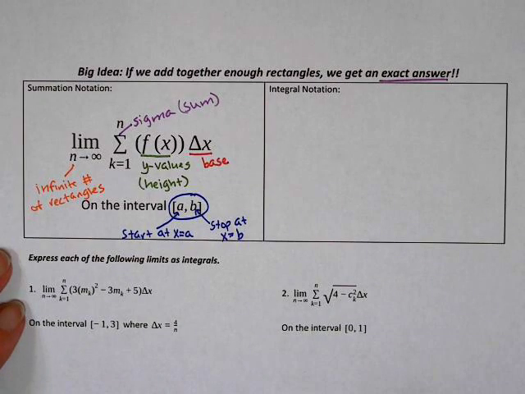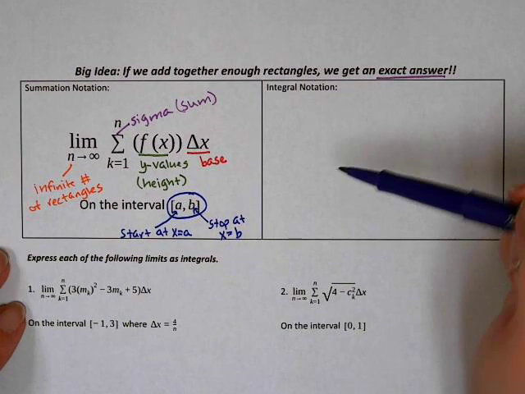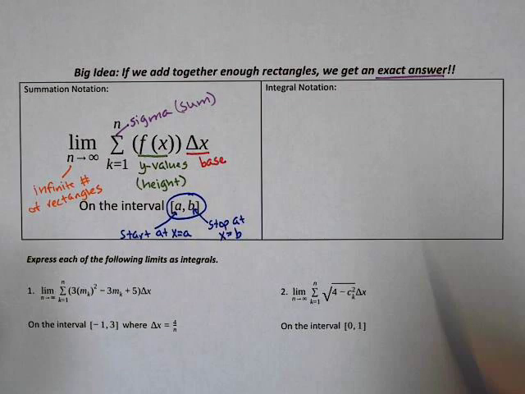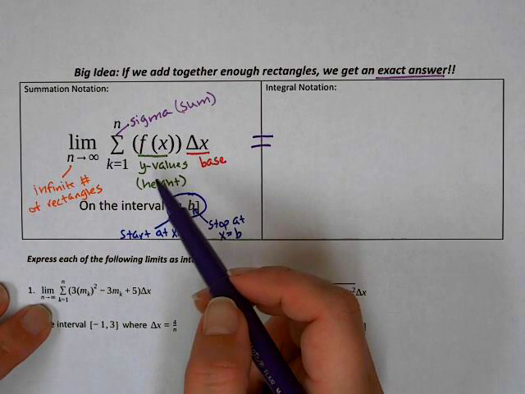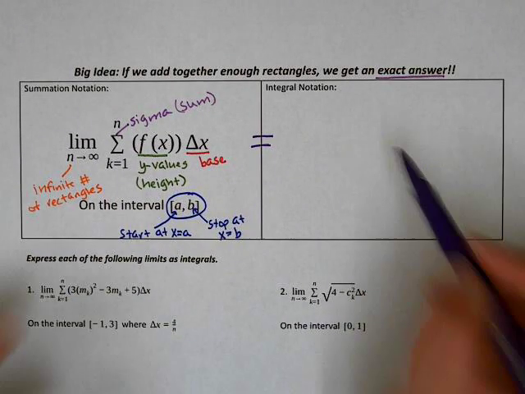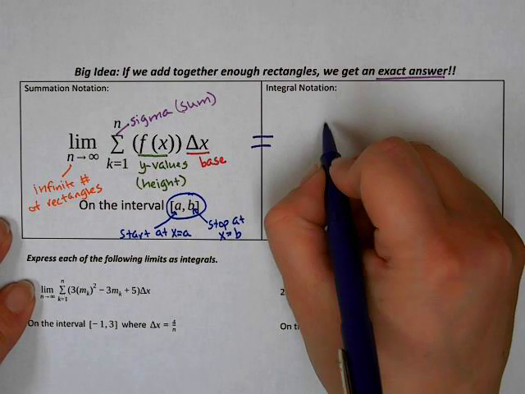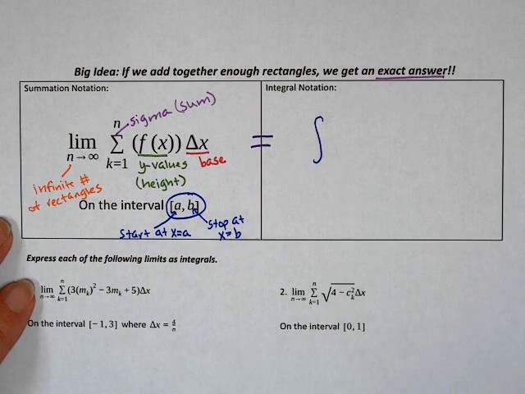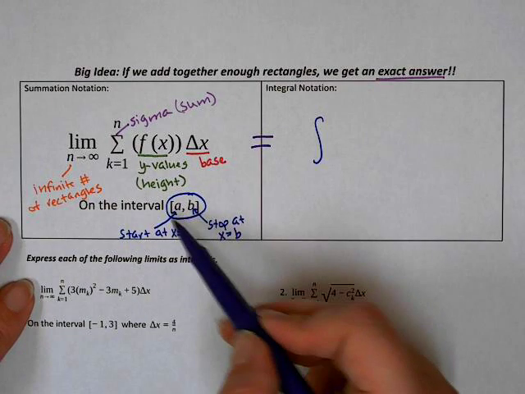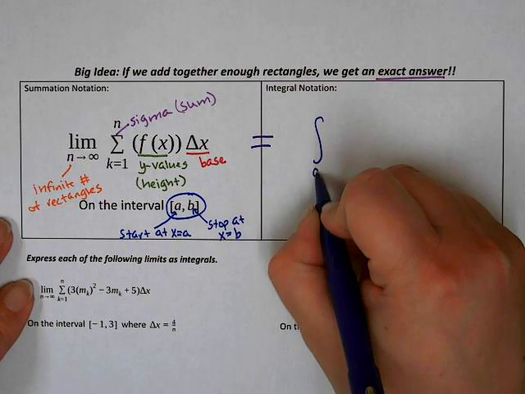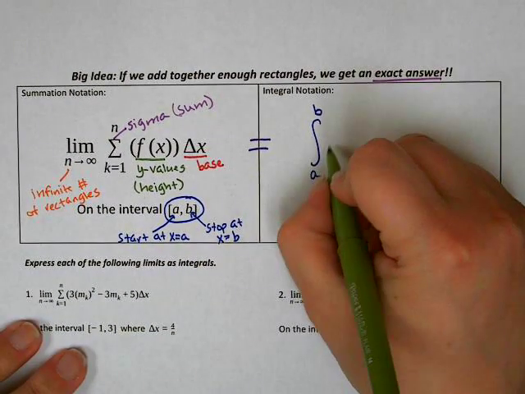Now what we need to be able to do is go from summation notation to integral notation. These two things are actually going to be equivalent to each other. So this limit notation that we just dissected and this integral that we're going to write are going to be equivalent to each other. So if we're doing an integral, we need an actual integral symbol, and we need our bounds of integration, which happen to be the endpoints on our interval. So we're going to start at a and we're going to end at b. And then we need our actual function f of x.